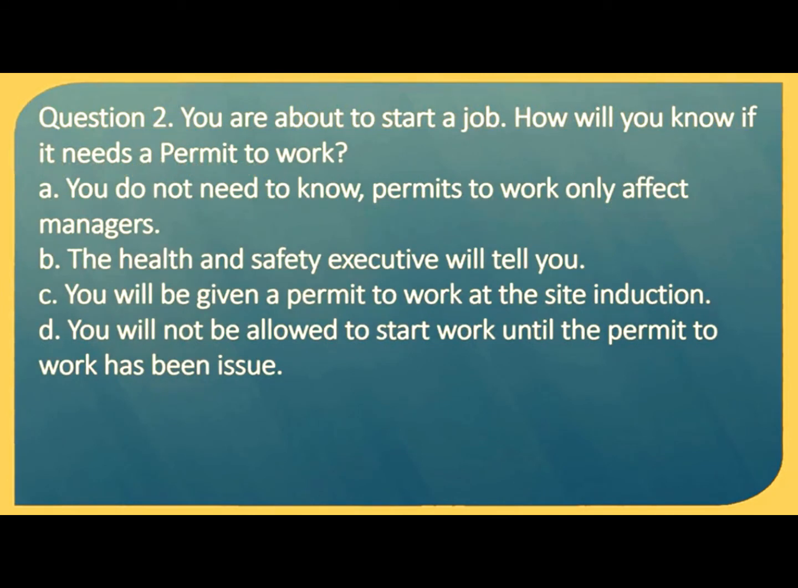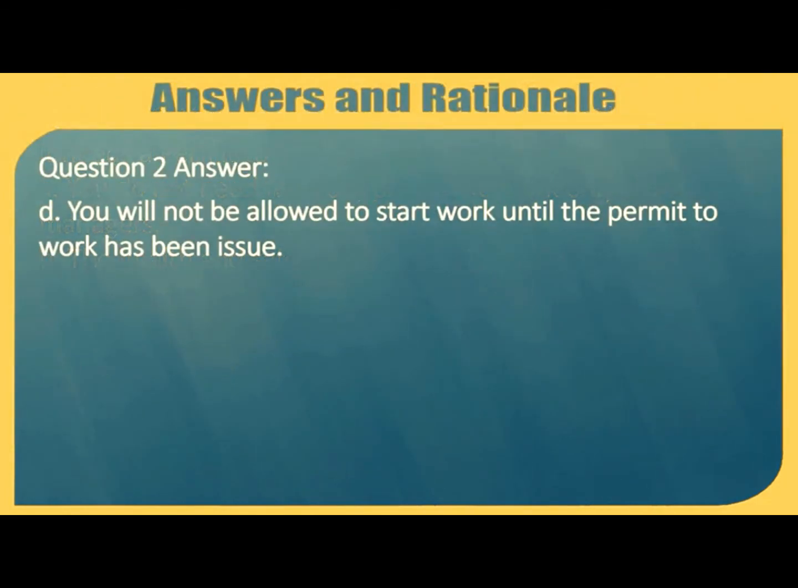Question 2. You are about to start a job. How will you know if it needs a permit to work? A. You do not need to know. Permits to work only affect managers. B. The health and safety executive will tell you. C. You will be given a permit to work at the site induction. D. You will not be allowed to start work until the permit to work has been issued. Question 2. Answer D. You will not be allowed to start work until the permit to work has been issued.